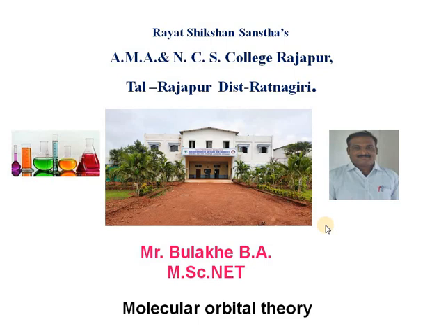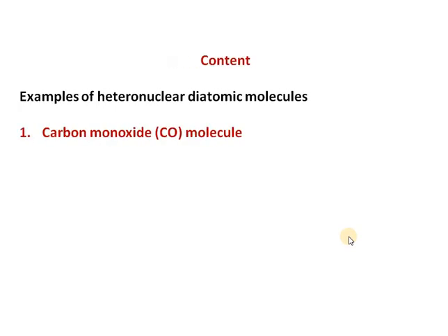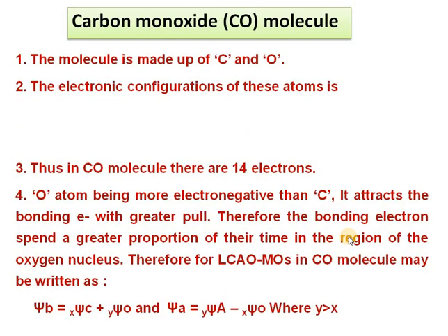Now, in today's lectures we have learned the points of molecular orbital theory. In these topics, we are now going to discuss the molecular orbital diagram of carbon monoxide for the heteronuclear diatomic molecules. The carbon monoxide molecule is made from the atoms carbon and oxygen.